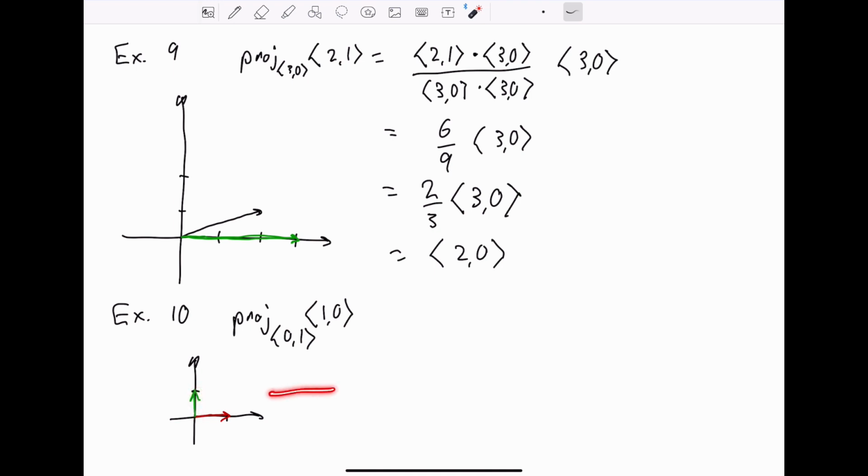Well, if we imagine a perfectly horizontal light source that's vertical to the vector we're projecting onto, then this vector that's supposed to cast a shadow is not going to cast any shadow at all. We're going to get the 0 vector as the answer here. There's no shadow cast because the vectors are perpendicular. Let's work through the steps.